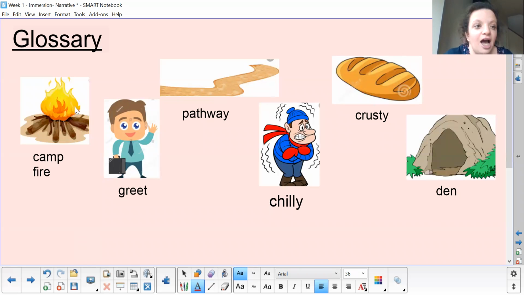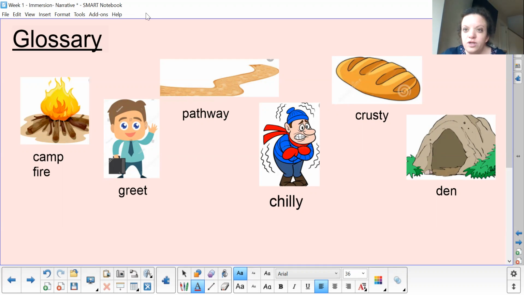Okay, well done. So campfire is a fire that we build outside using wood and using different twigs and sticks and matches to set up a little fire. Greet means to say hello to somebody when you meet them. How do you do? Good morning, all those kind of things. Pathway is a bit of road that is set out that shows you the direction to something.